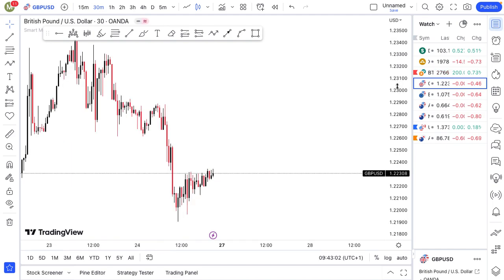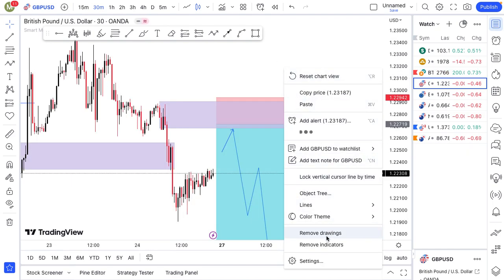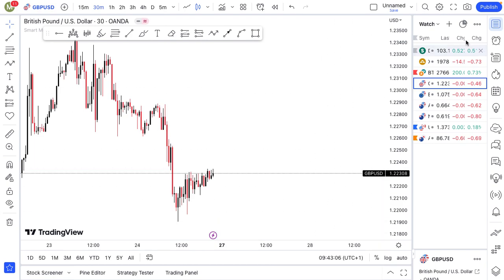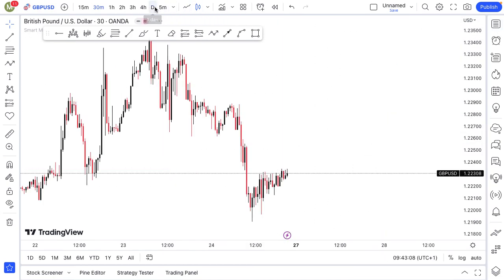So with the Great British Pound USD, I did some analysis already, but for the sake of this video, I'll start everything afresh. So I'll go back to the 1 day time frame. On the 1 day time frame, what can I see? That is the question when you open your chart, trying to do your analysis.